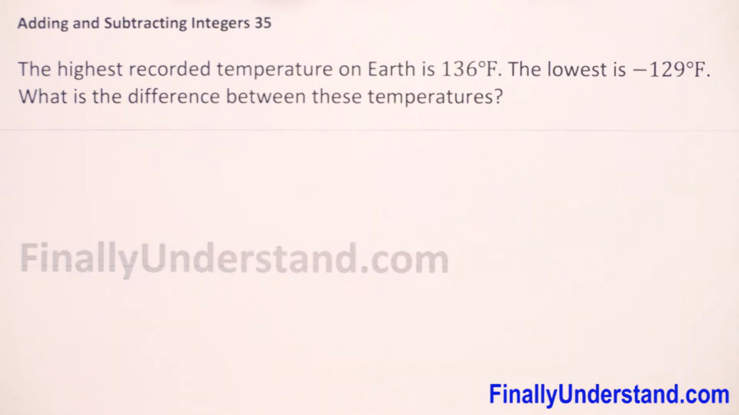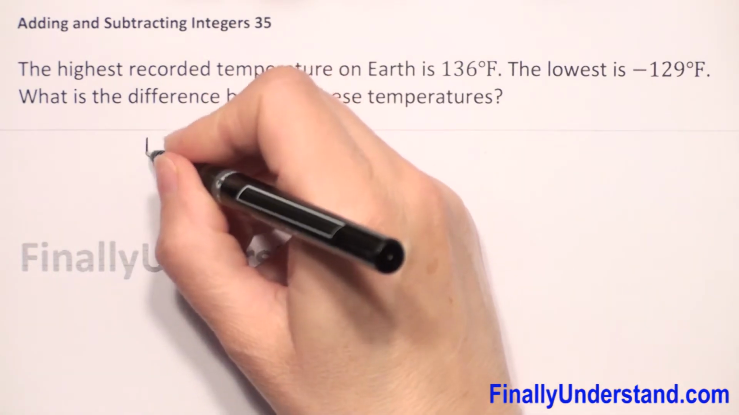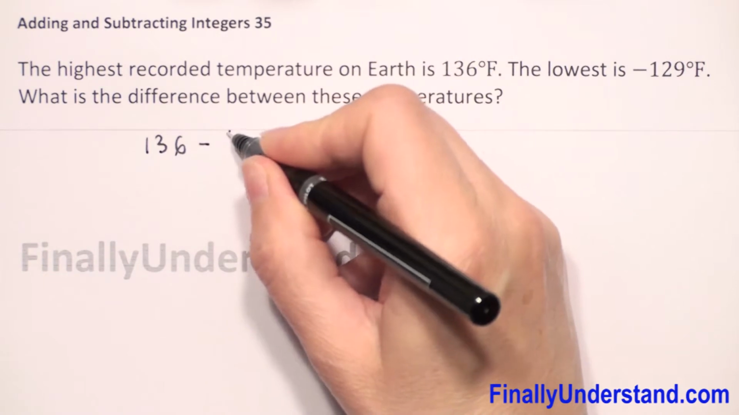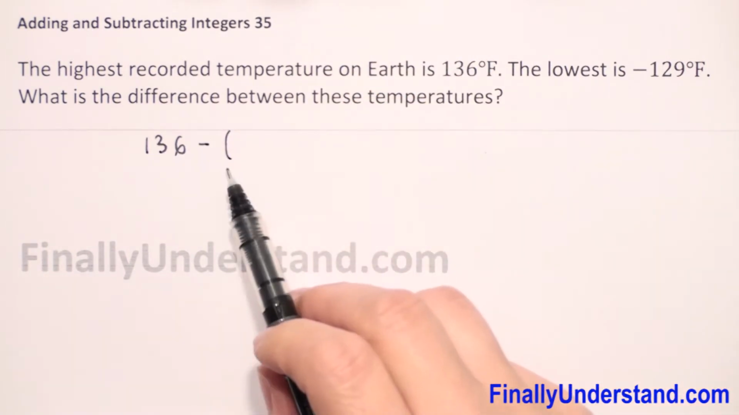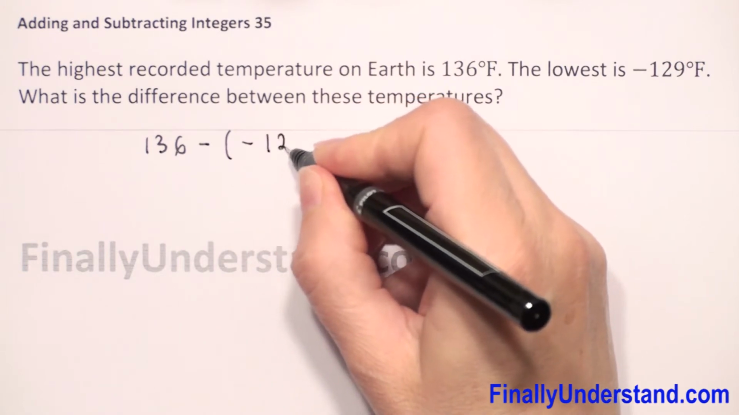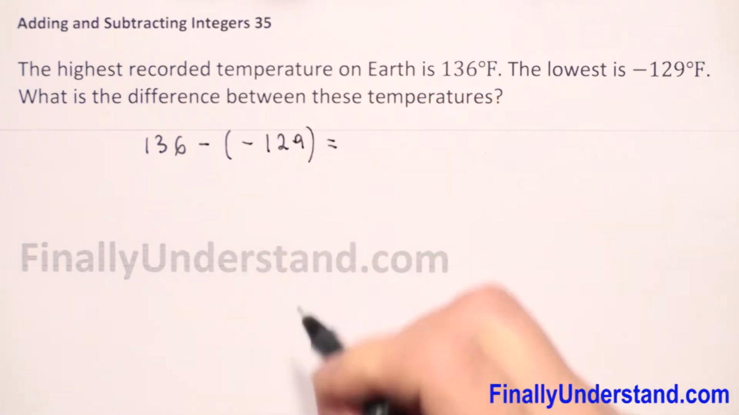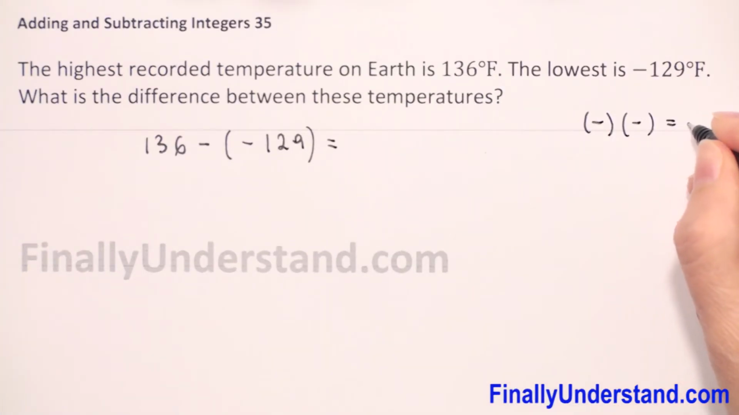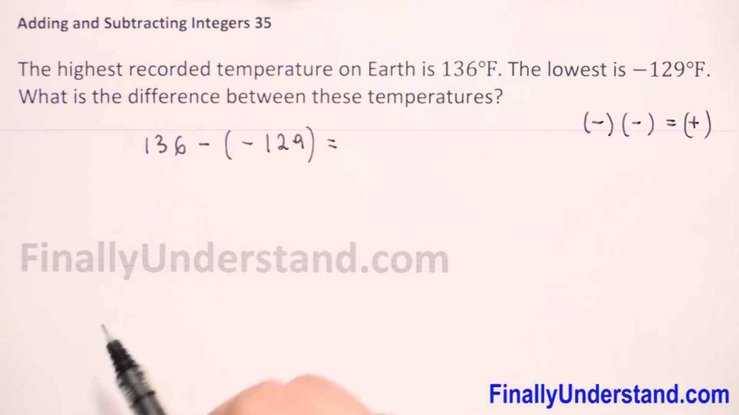So we have the first number, 136. We have to find the difference, so minus, and the second number is negative, so I use parentheses: negative 129. So this is equal to negative. To memorize: two negative signs always give me a positive sign.